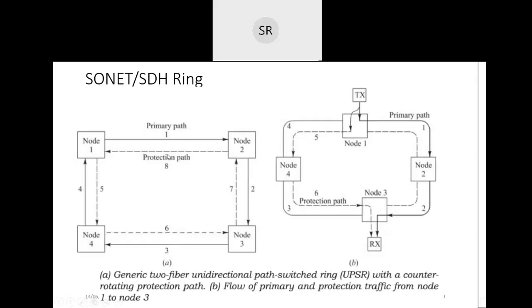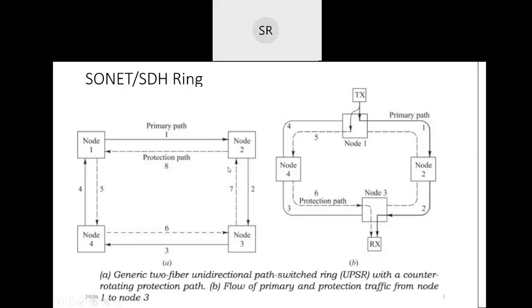Now in this case, it is about a two-fiber unidirectional path switching ring network that is communicating to the nodes here. If you see here, node 1 wants to communicate to node 3. In that case, it will take the primary path of 1 and 2 to communicate to 3. That is a unidirectional path. But when node 3 wants to communicate to node 1, then they have to take the path 3 to 4 likewise. That is about the unidirectional communication there.